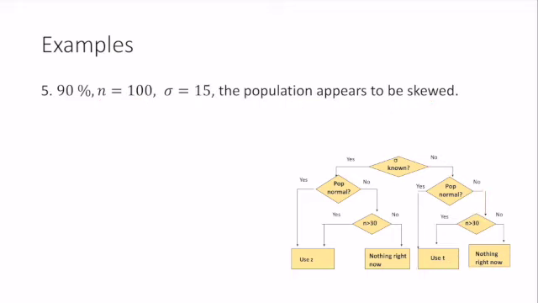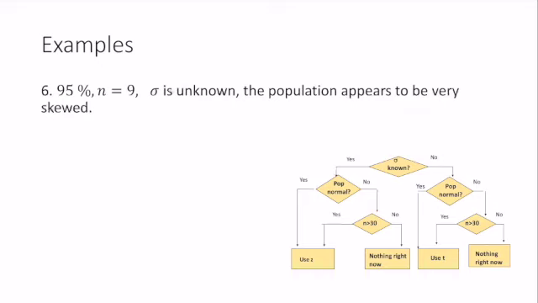All right. I have a 90% confidence interval. My sample size is 100. My standard deviation is 15, and the population appears to be skewed. So let's go through our chart. Do I know my standard deviation? Yes, it's 15. Is my population normal? No. Is my sample size greater than 30? Yes, my sample size is 100. So I'm going to use a Z distribution.